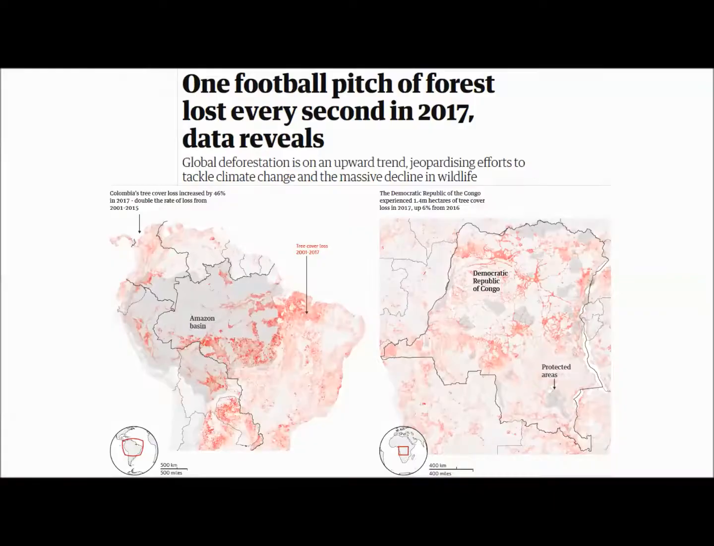Most recently, there was analysis conducted in 2017 that found that every second in 2017, we lost about a football pitch or a soccer field's worth of forest across the globe. That equates to about an area the size of New York City every month and an area the size of Italy every year. So global deforestation is on an upward trend, jeopardizing efforts to tackle climate change and contributing to the massive declines in wildlife across the globe.